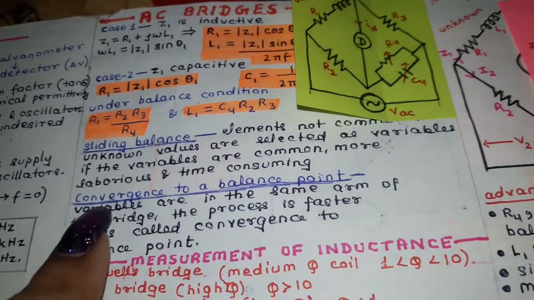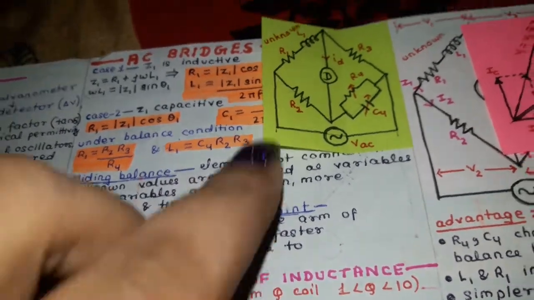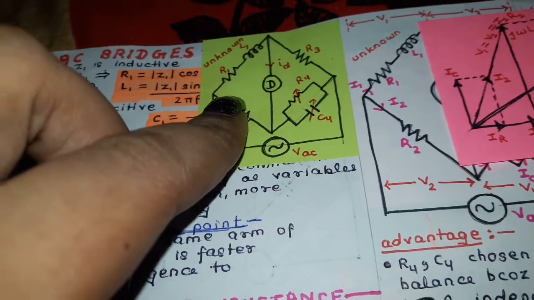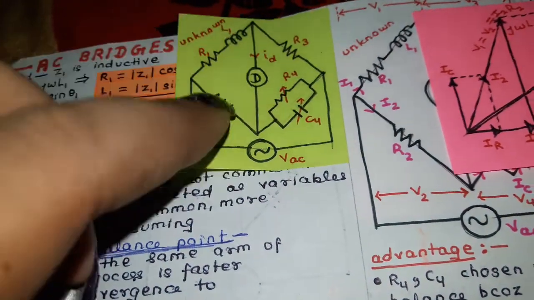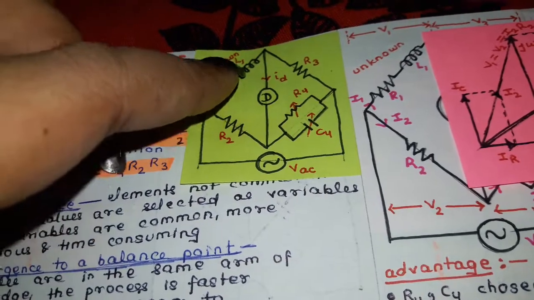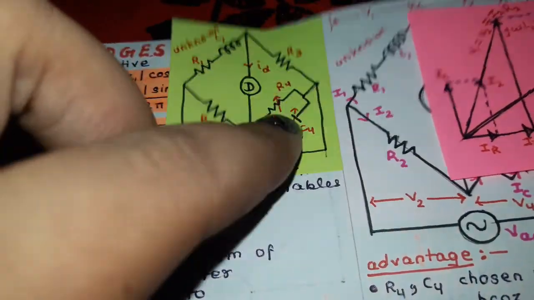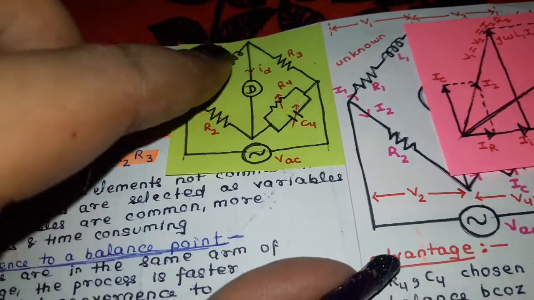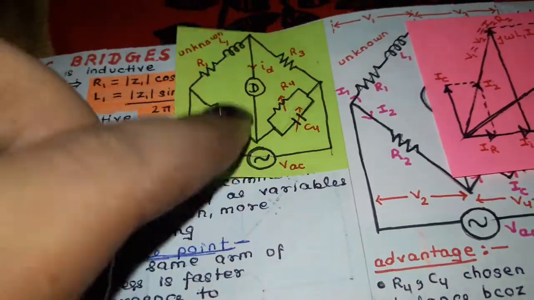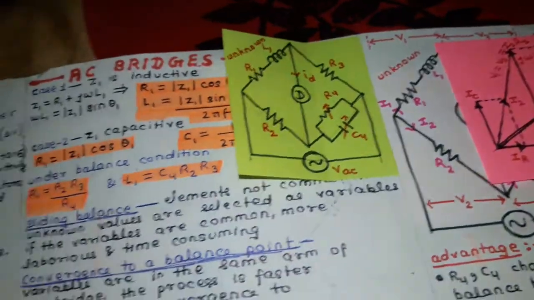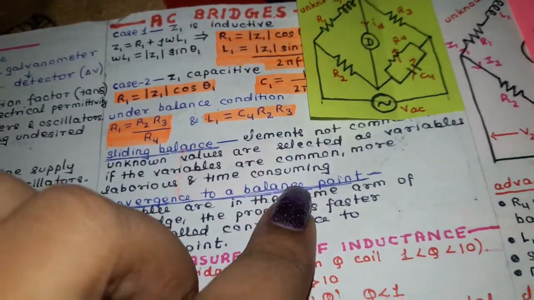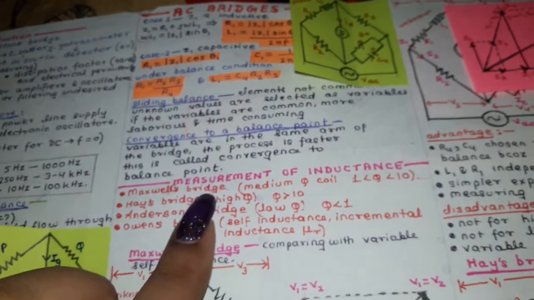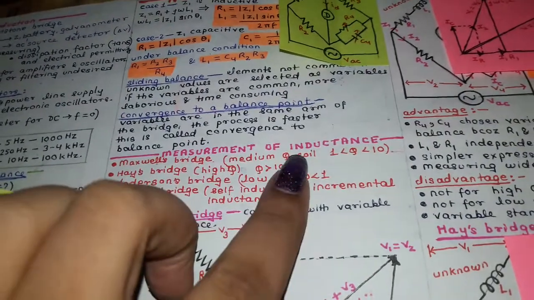Now we are looking at convergence to a balance point. In case you are taking a variable for balancing the bridge which is not common, suppose you are taking the L over here, which is not common to any arm of the bridge, we have an advantage: the bridge will come to balance rather quickly, and this process is called convergence to a balance point. This is all for part 1. In part 2 we shall be discussing measurement of inductance.